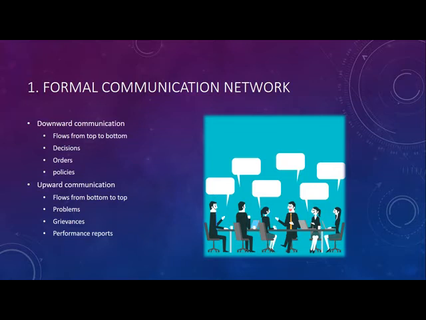On the contrary, upward communication means when information flows from bottom to top, from the lower level to the higher level. So, this type of communication can be comprised of maybe some problems which need to be reported, maybe some grievances that the employees have and they want to share with the top level, maybe some performance reports, or it can be anything, right? So formal communication network can basically take two forms: downward communication and upward communication, and these two forms of communication do exist in almost every organization.